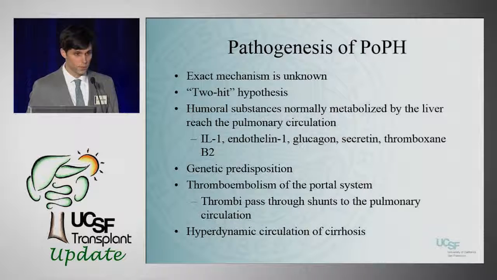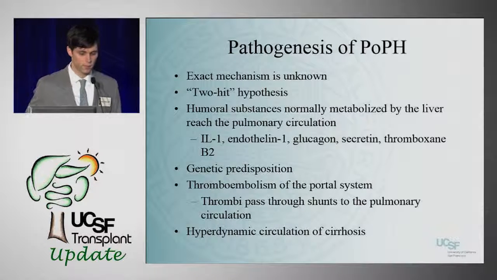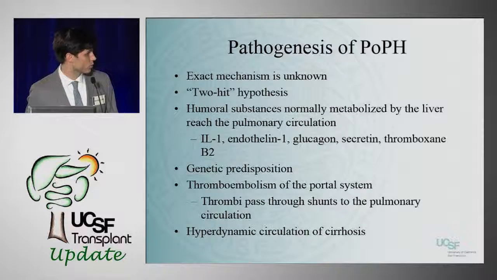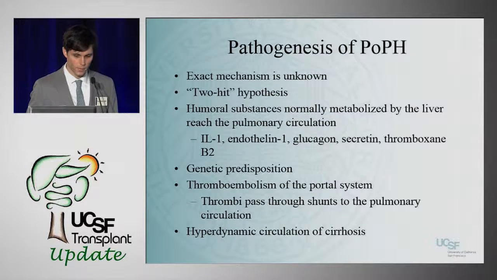Thromboembolism of the portal system. And then just hyperdynamic circulation of cirrhosis, meaning that you have such high flow over such a long time in patients with cirrhosis that maybe that leads to pulmonary vascular remodeling over time. Again, none of these have been shown for sure. We really don't know exactly why some people get it.